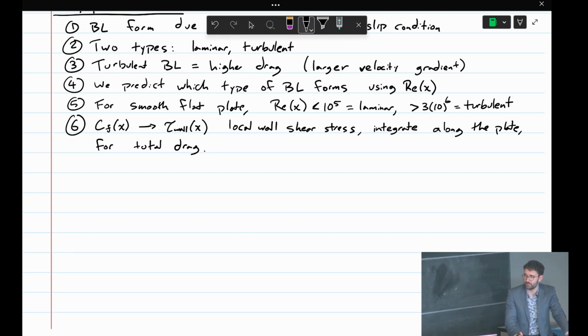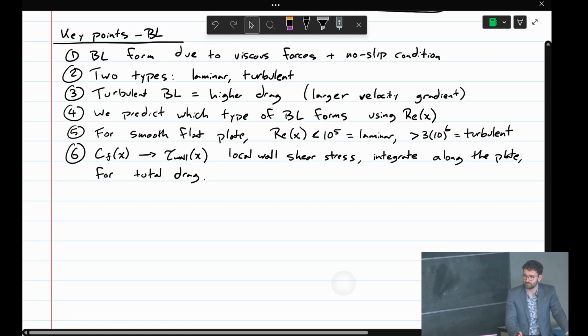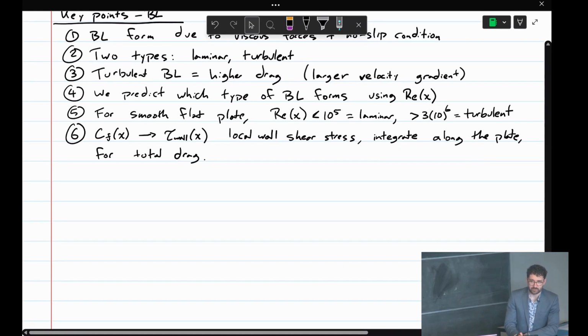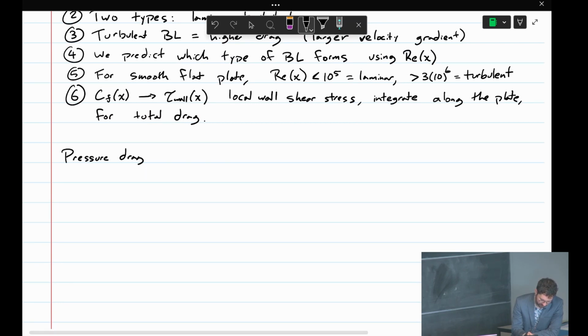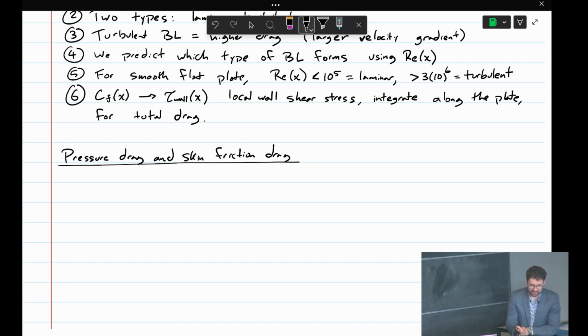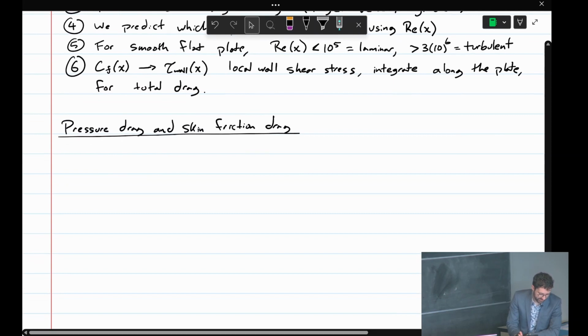So are there any questions about any of those comments? Okay. So we're going to talk about now just total aerodynamic drag. So let's talk about pressure drag and skin friction drag. I'm just going to briefly touch on this because there are a lot of interesting applications of boundary layers, but to look at them, we have to study aerodynamic drag in general.